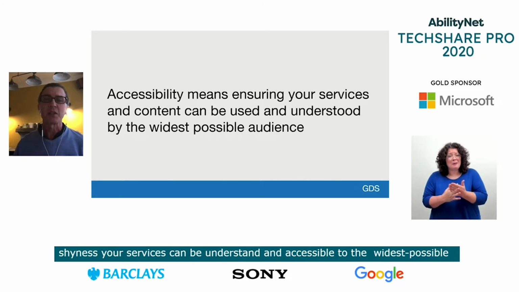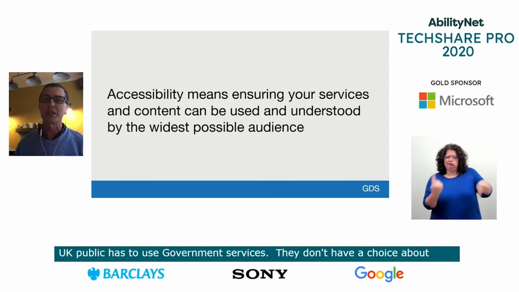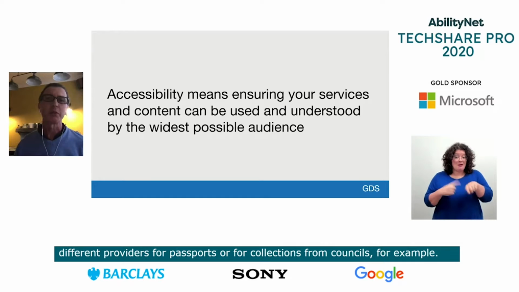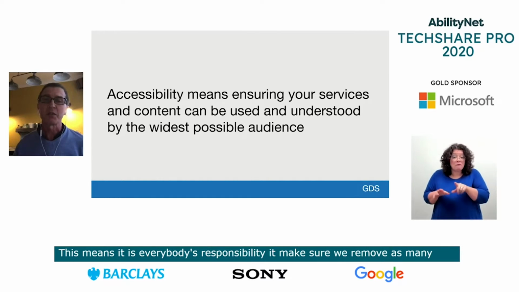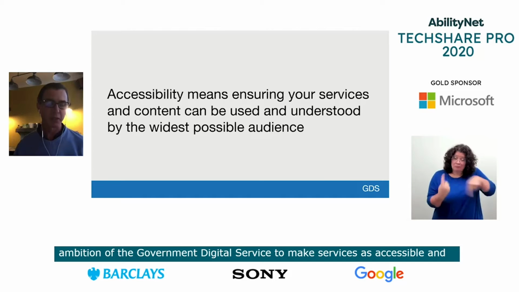The UK public has to use government services. They don't have a choice about different providers for passports or for bulk waste collections from councils, for example. This means it's everyone's responsibility to make sure we remove as many barriers or obstacles to accessing information and services as possible. It's the ambition of the Government Digital Service to make services as accessible and inclusive as possible, to ensure there are no barriers that might prevent people from interacting with government.